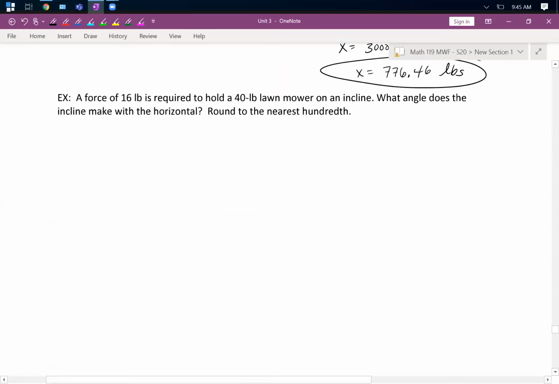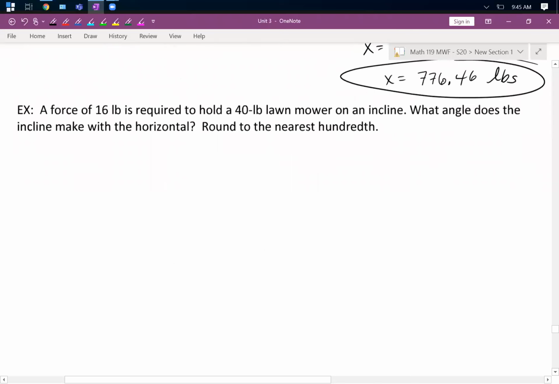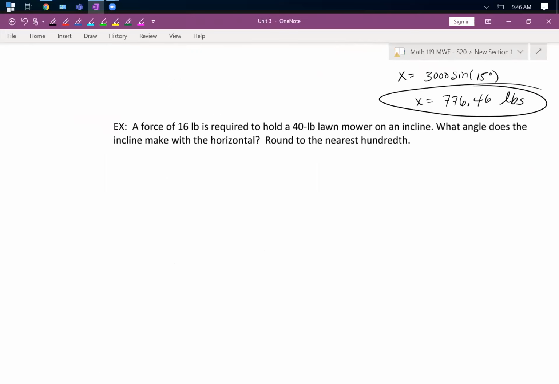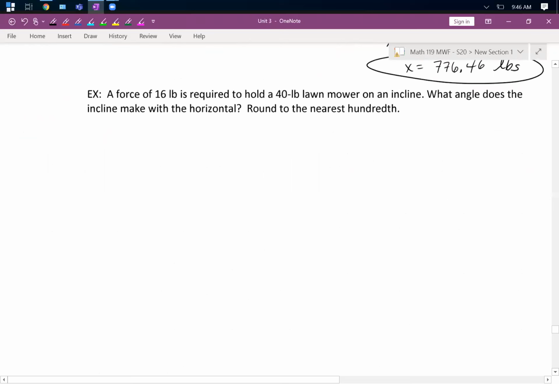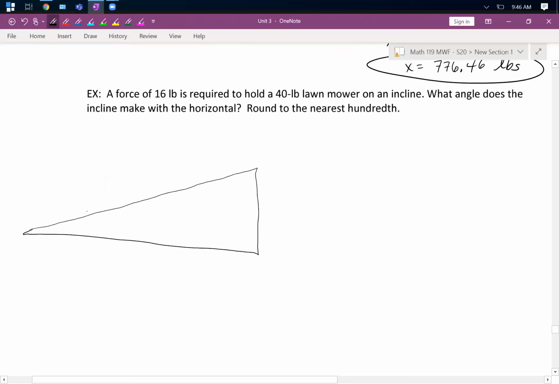Let's try another one. A force of 16 pounds is required to hold a 40-pound lawnmower on an incline. We want to know what angle does the incline make with the horizontal. We'll round our answer to the nearest hundredth. Now, starting with our diagram. That's the worst.